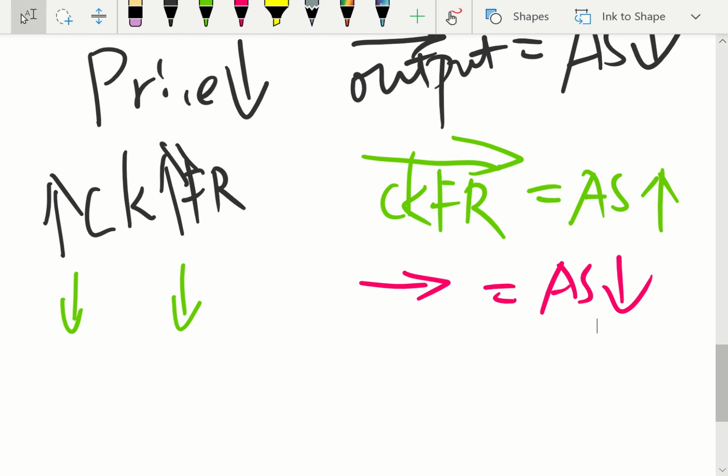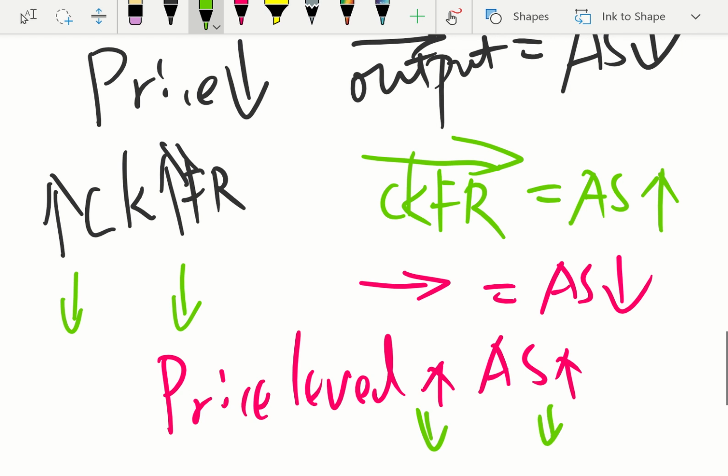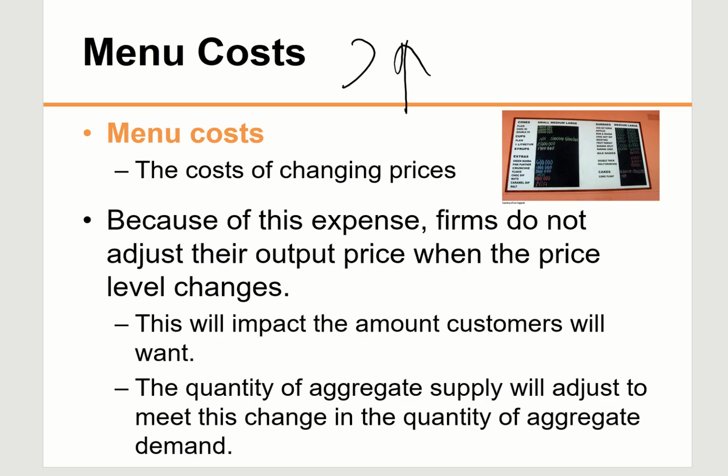Okay, so that's why between your price level and your amount of aggregate supply, you have a positive relationship. They either both increase or they both decrease. Okay, all right, so next is our money illusion.